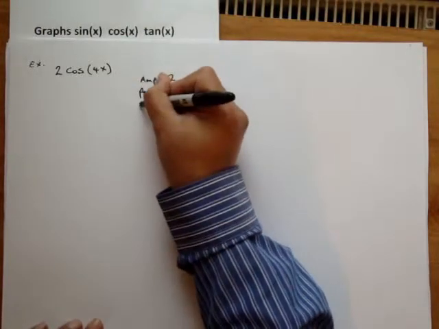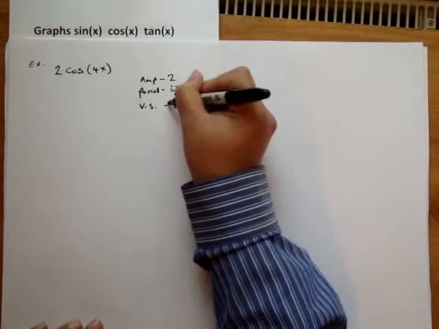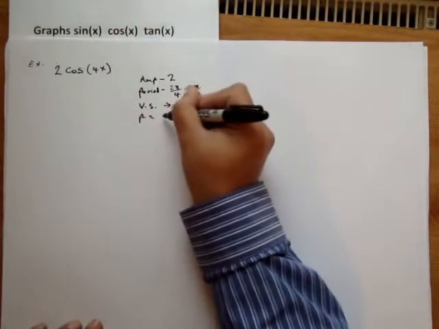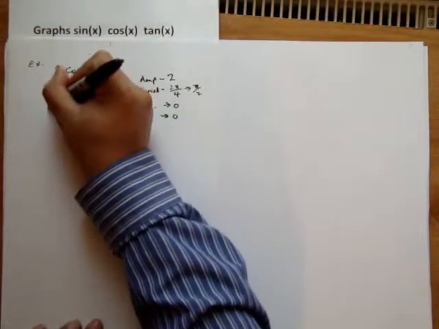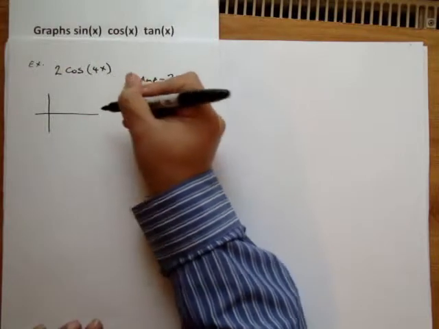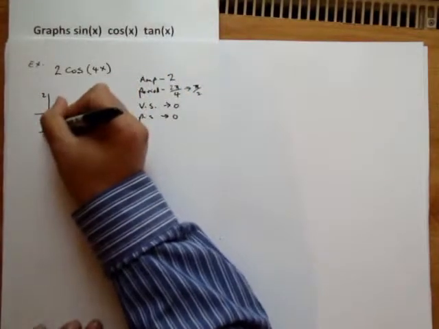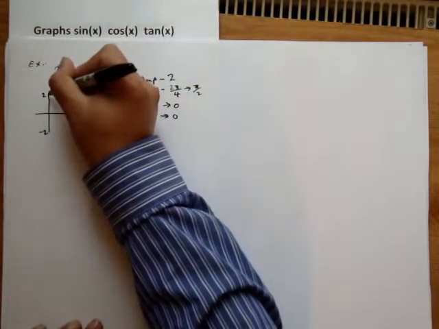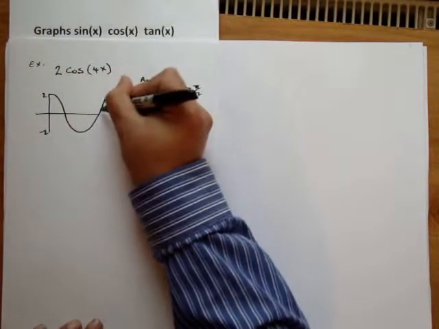Vertical shift, there's no plus k, so that's 0. And phase shift, there's no plus c, so that again is 0. So let's draw this. Our amplitude would be 2, minus 2. It's a cosine curve, like so.